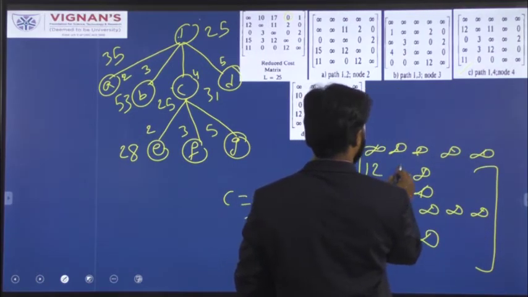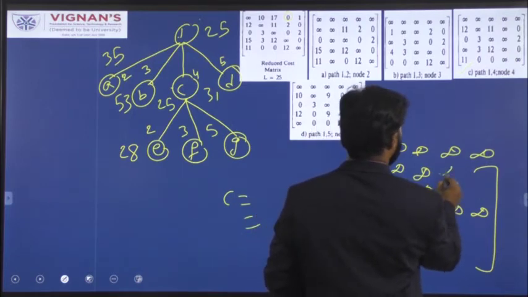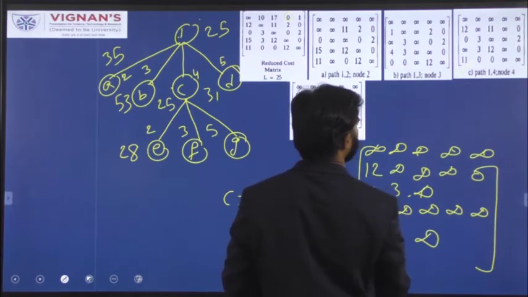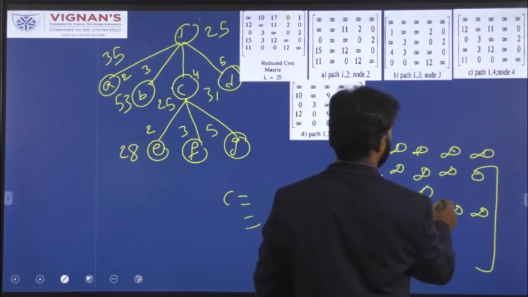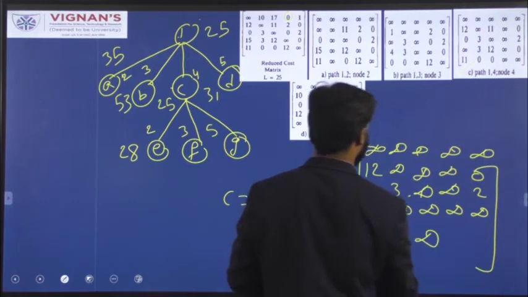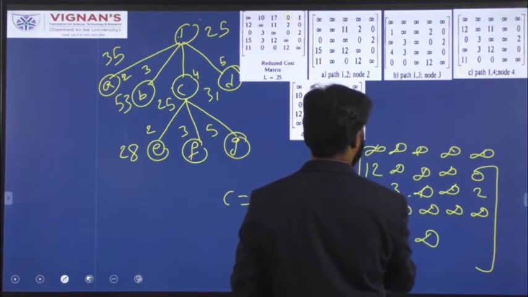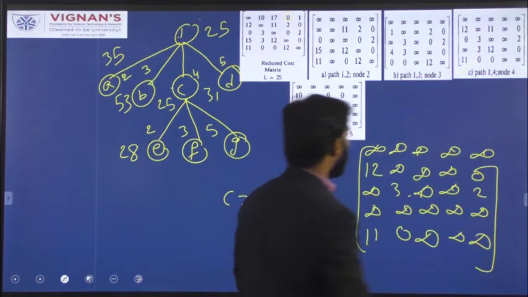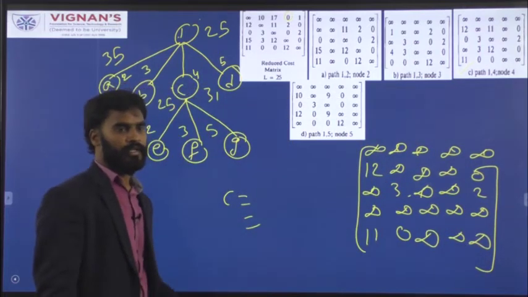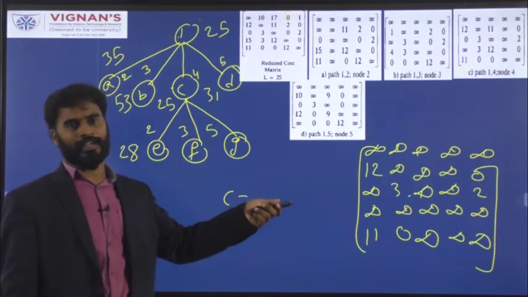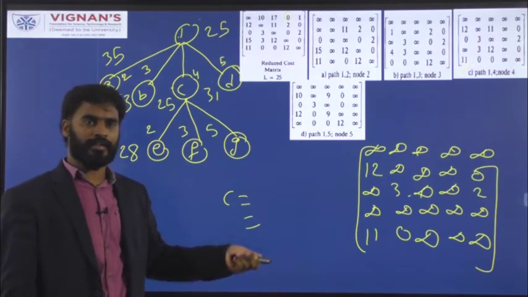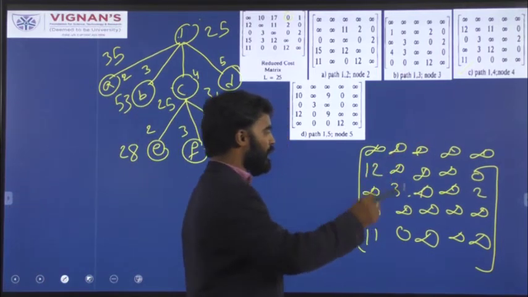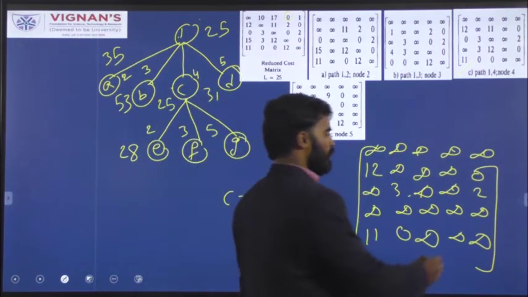So 12, infinity, 0, 3, infinity, 2, this is 11, this is 0, infinity. So this is the matrix for node F. Check whether it is reduced. If it is reduced, fine. If it is not reduced, reduce it. First row is fine, second row is fine, third row is not reduced, so reduce with 2.